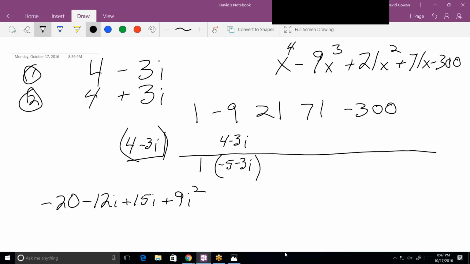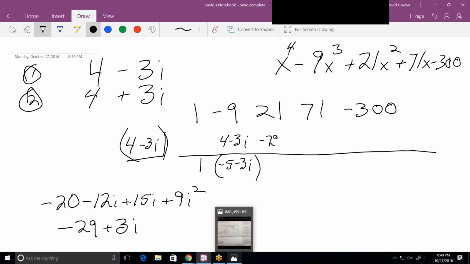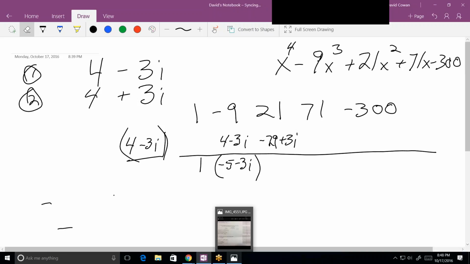Now let's simplify this over here. You can always break down your i squareds. i squared is equal to what? Minus 1. So that turns into a minus 9. So the number part is minus 29. Combine my i's, and I have that. That's what goes right here: minus 29 plus 3i. Add 21 and minus 29, you're left with minus 8 plus 3i.